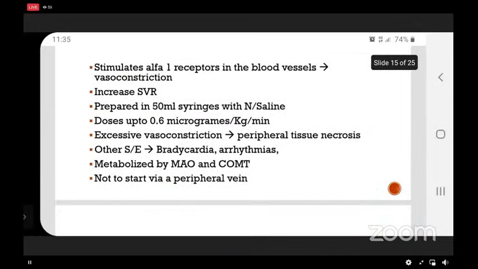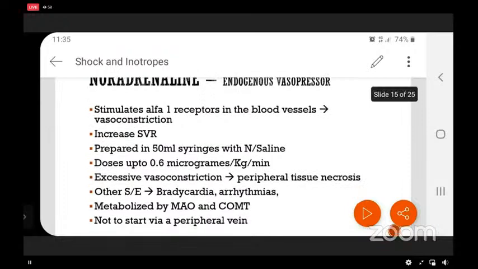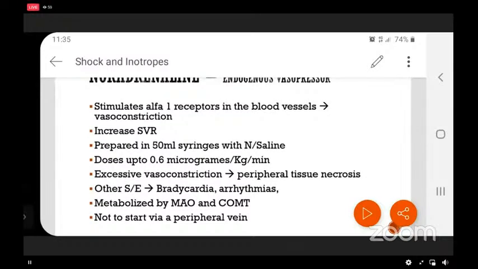It is prepared in 50 ml syringes with normal saline, and you can give doses up to 6 mics per kilogram per minute. But be careful: when the dose is increasing, systemic vascular resistance goes up. Excessive vasoconstriction can cause necrosis of tissues, especially in the peripheries. You can see your toes and your fingers, the tips, becoming black in color. At that time, you should not increase it more. Actually, you have to reduce the dose.